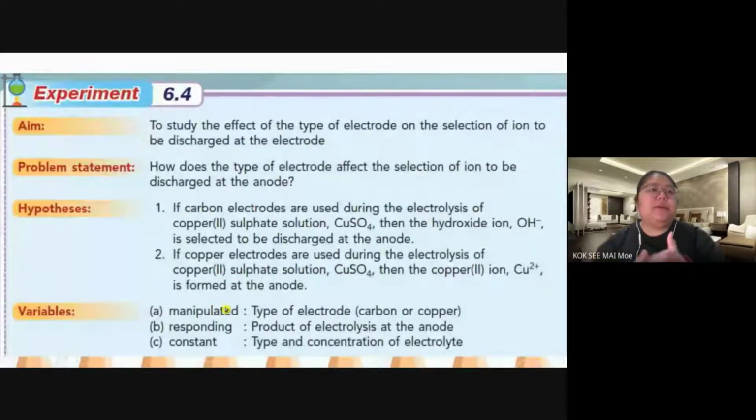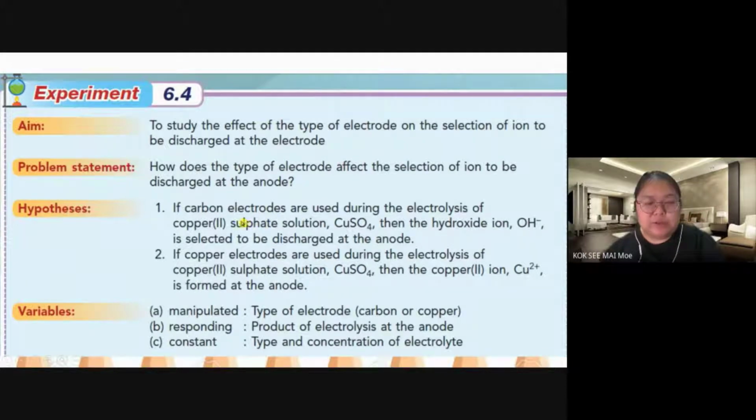Okay, this one is another experiment you need to copy. This one is an experiment related to the electrode, exactly the same. The aim is to study the effect of the type of the electrode on the selection of the ion to be discharged at the electrode. So from here, the problem statement: we need to find out how the type of the electrode affects the selection of the ion to be discharged at the anode. We only look at the anode.